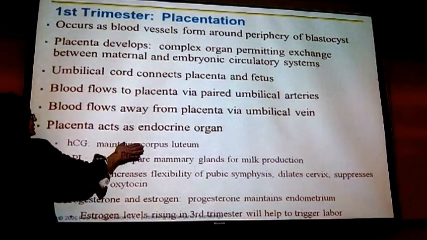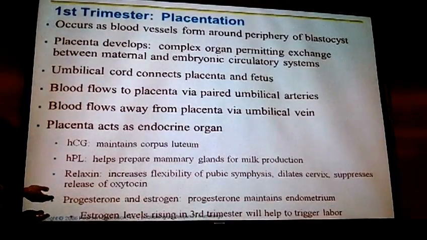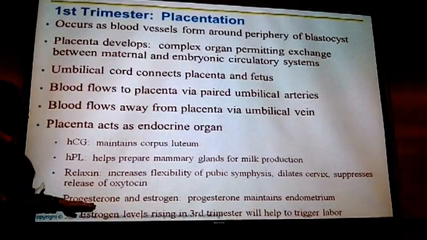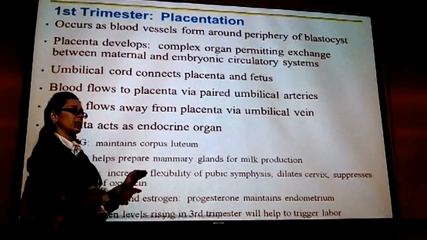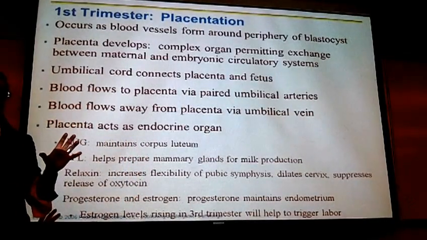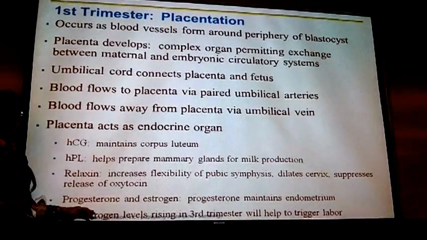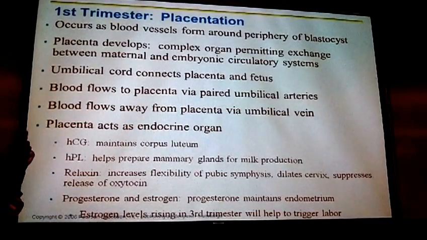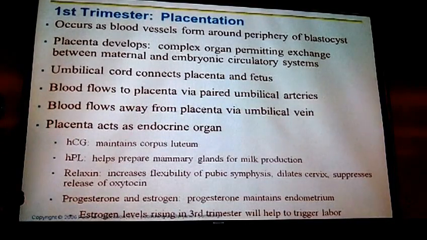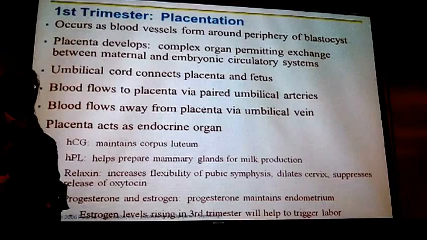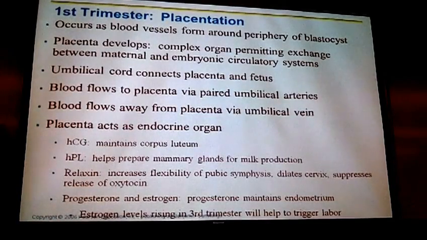Progesterone, remember, is released from the corpus luteum. Once the placenta takes over, it will start secreting progesterone. And we want progesterone levels to be high because we want to keep the endometrium nice and thick. If the endometrium sloughs off because progesterone levels drop, then we can have a miscarriage. So we're going to keep that nice and thick. The other thing is progesterone inhibits those uterine contractions. And again, we don't want the uterus contracting until we're ready for delivery.